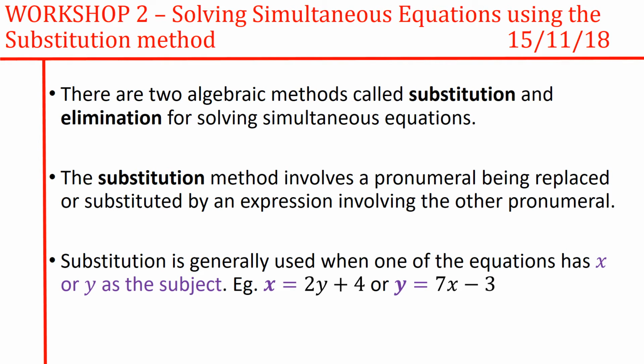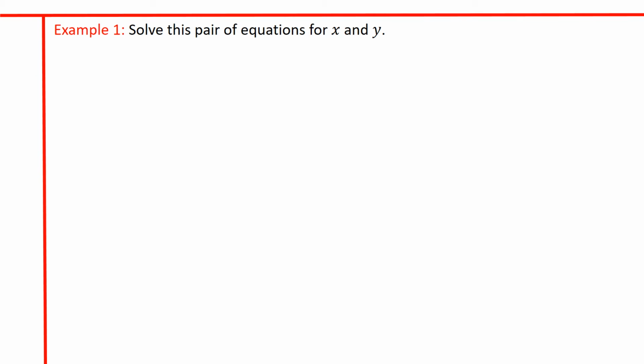So we use substitution when one of the equations has x or y as the subject, e.g. it's in the form down the bottom here. You'll see that the x equals 2y plus 4 or y equals 7x take 3. So both of those linear equations have x or y as the subject, so it doesn't matter which one is by itself, but we've got an x equals by itself or a y equals by itself, and that's when we use substitution. In this exercise, you'll only be using substitution to complete solving these equations. Alright, let's have a look at an example.